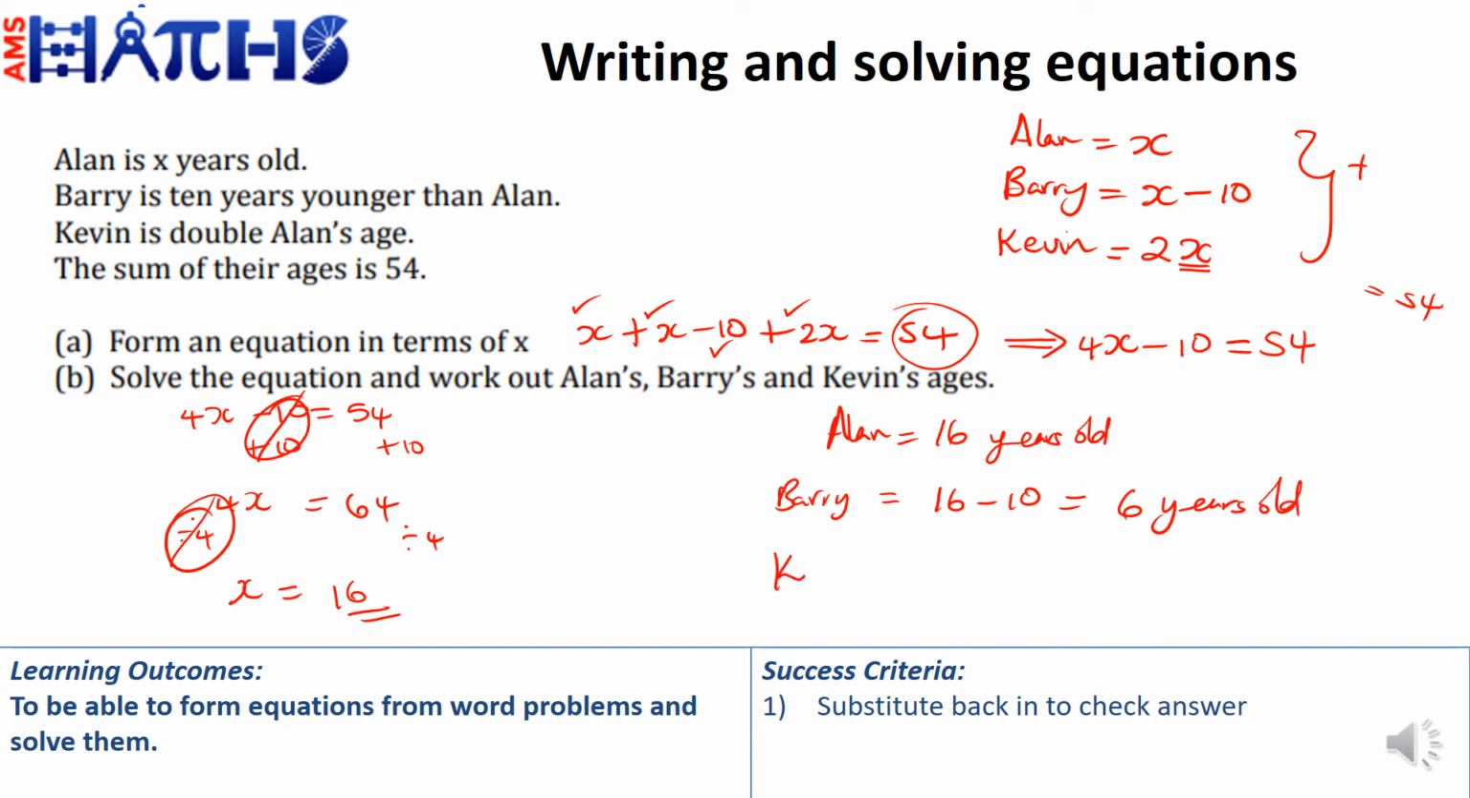Finally, Kevin is twice Alan's age. Alan was x, so that means we do 2 times 16, which is 32. So Kevin is 32 years old. All right, so we just build our equation based on the word problem given, and then we can solve the equation.